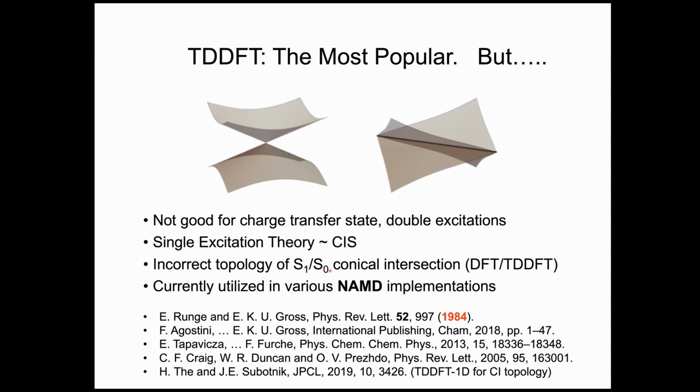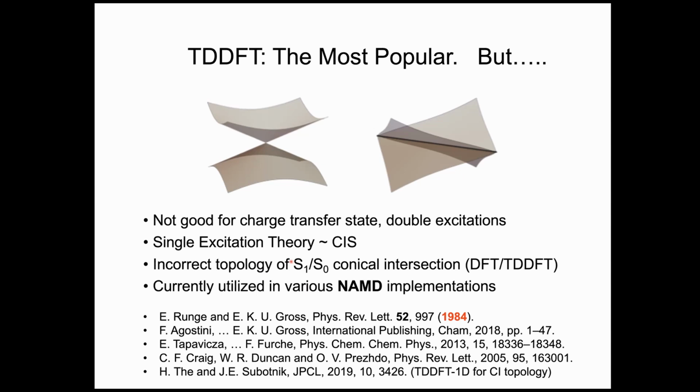This is very simple to understand because of the DFT, TDDFT combination. You cannot get a proper topology. But because there's no alternative in the linear response world, this particular TDDFT is heavily utilized in various NAMD implementations. I mean, almost all NAMD implementations are using TDDFT, even though it has a critical problem at the S1 and S0 conical intersection.